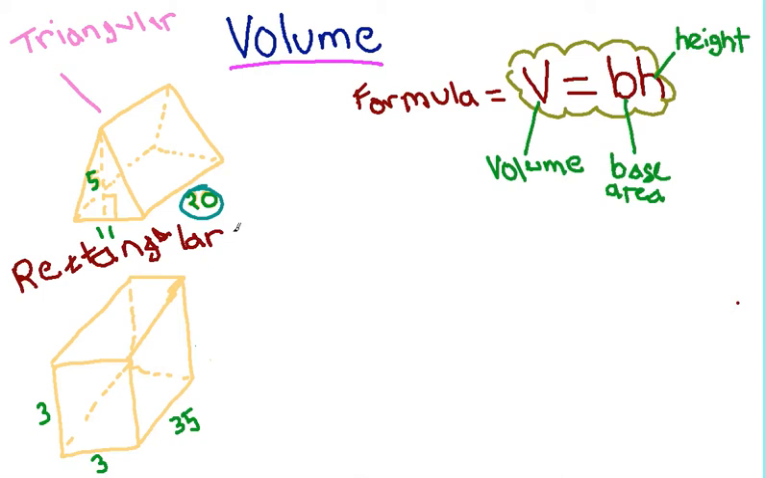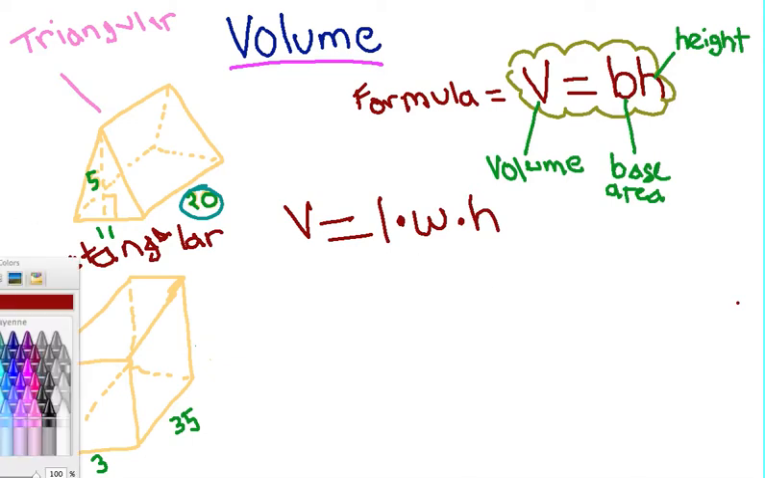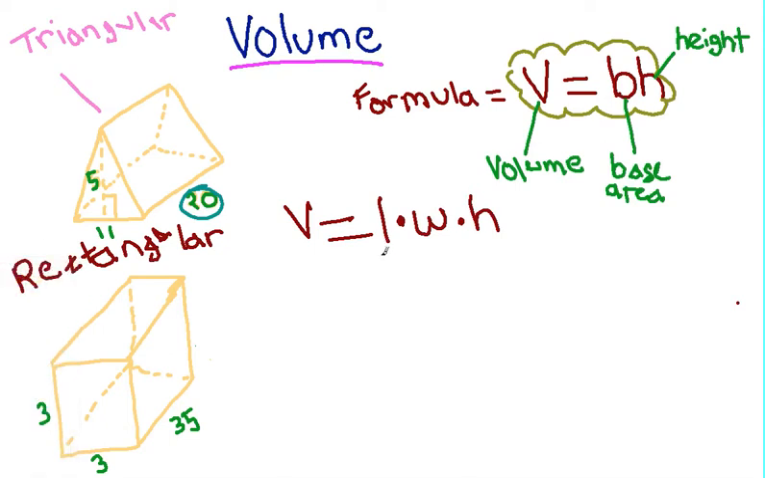But what you can also do for rectangular prisms is use another simpler formula. And that is volume is equal to the length times the width times the height. And that's another formula that you can use for rectangular prisms, because any side can be the base.